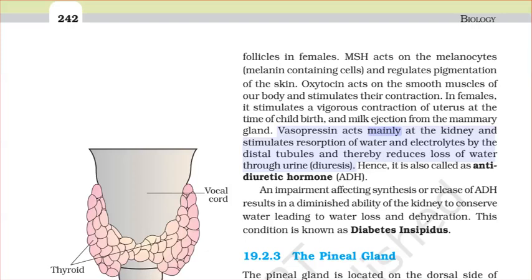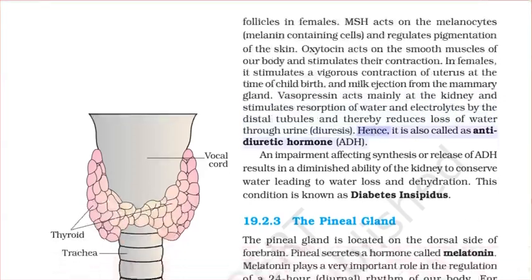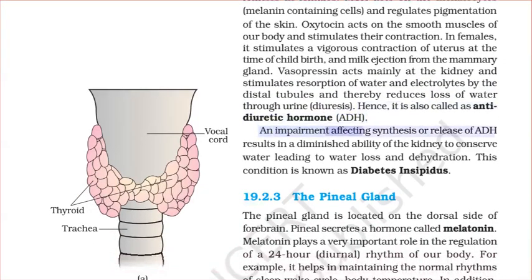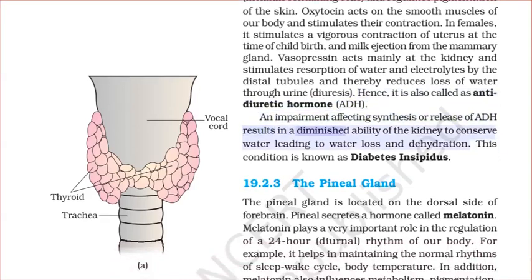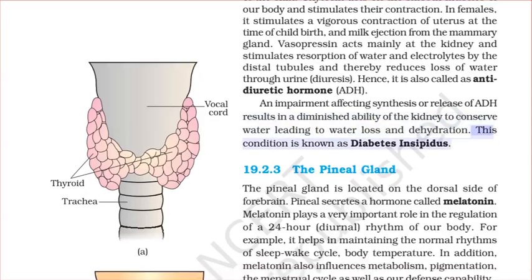Vasopressin acts mainly at the kidney and stimulates resorption of water and electrolytes by the distal tubules and thereby reduces loss of water through urine, diuresis. Hence, it is also called antidiuretic hormone, ADH. An impairment affecting synthesis or release of ADH results in a diminished ability of the kidney to conserve water, leading to water loss and dehydration. This condition is known as diabetes insipidus.